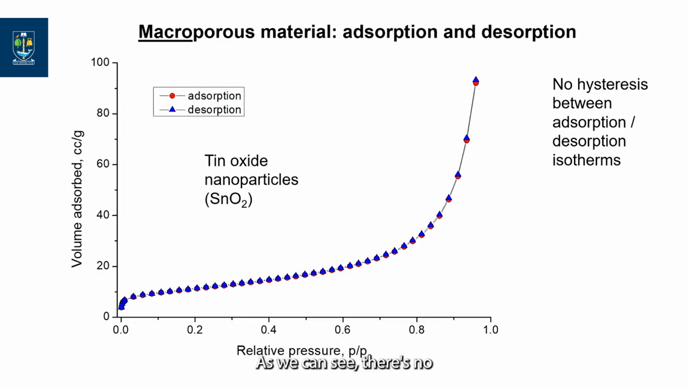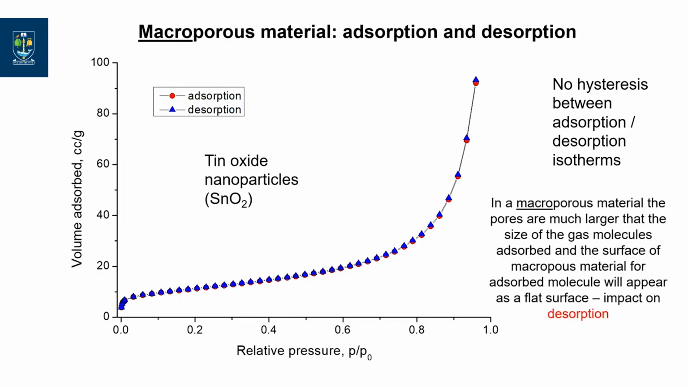As we can see, there is no difference between the adsorption and desorption isotherms. We say there's no hysteresis between adsorption-desorption isotherms. The reason for this behavior is easy to understand, as the pore sizes are large enough and nothing prevents the molecules from desorbing from the surface.